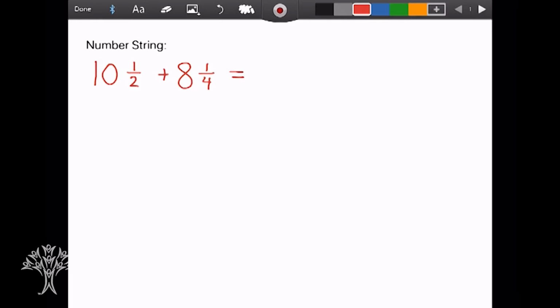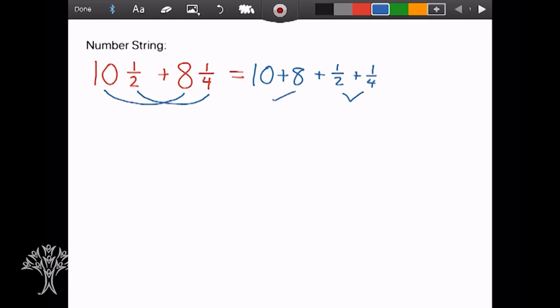So when we're adding mixed numbers like this together, what I like to do is think about them separately: the whole numbers, and then the fraction pieces as another unit. So 10 plus 8 as one part of it, plus 1/2 plus 1/4, because then I can combine these and combine these. Let's start with adding the whole units. So 10 plus 8, can you do that in your head real quick? You should get 18. So we have 18 whole units.